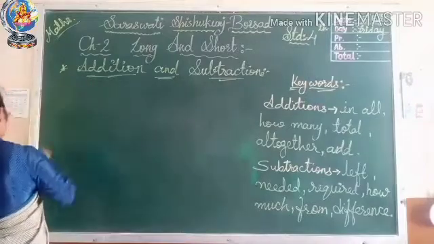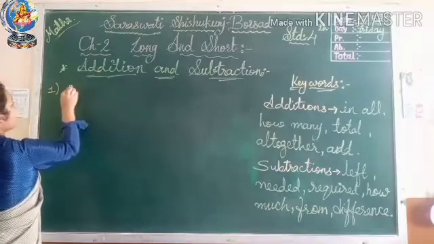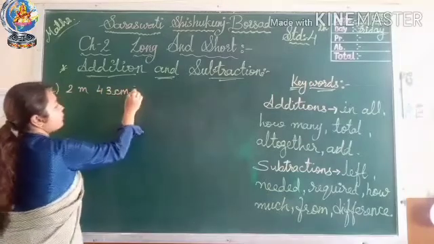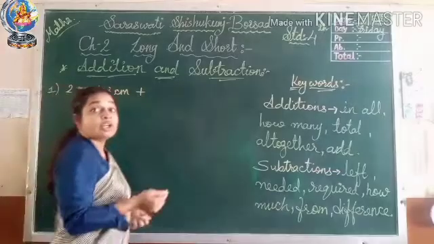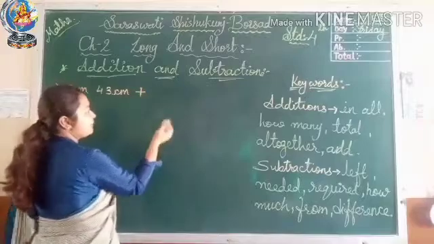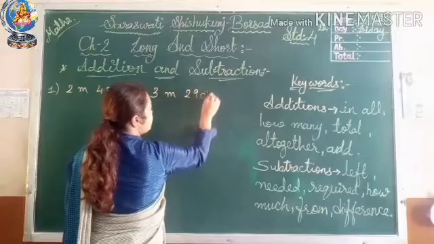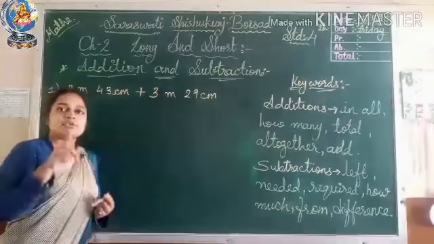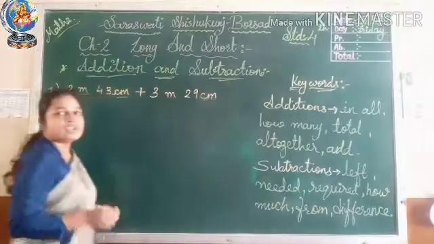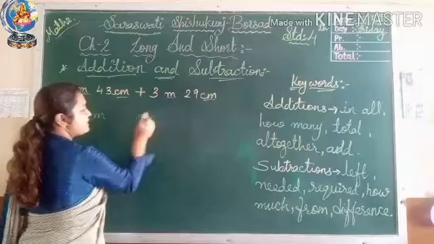Let's have one word sums with additions. 2 meter, 43 centimeter. You can write it here with a plus sign also, or I can show you another way also. So first of all, let me show you with the plus sign. 3 meter, 29 centimeter. You can see that two things are common over here, that is units, right? Units are common in both the numbers. So first we will write meter, centimeter, like this form.